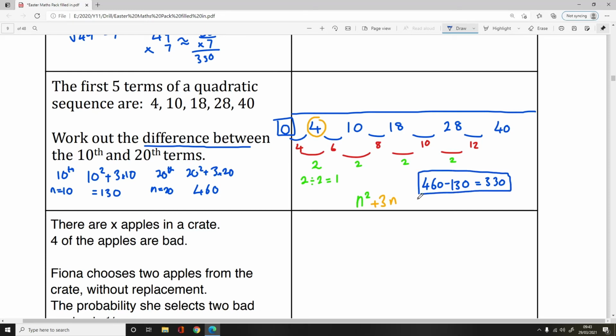Now that's one way of doing it, and that requires you to understand how to find the nth term of a quadratic sequence. The other way that occurred to me is that if you could spot this sort of pattern of going up by 2 each time, you could just work it out by going forward and just keep going until you hit the 10th term and the 20th term.